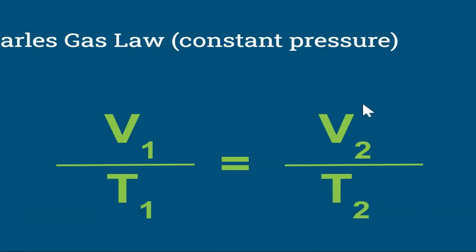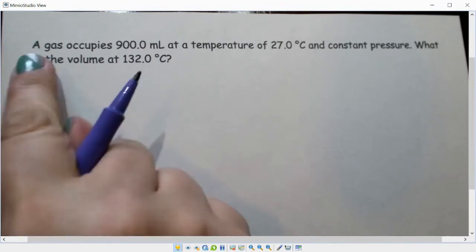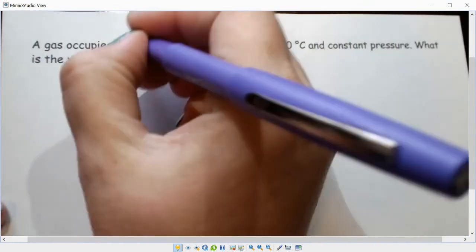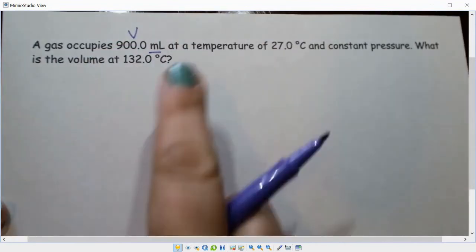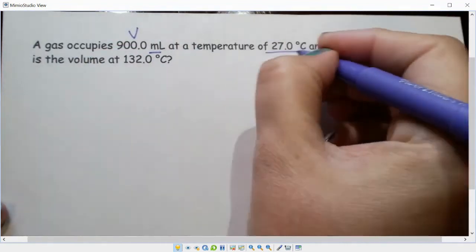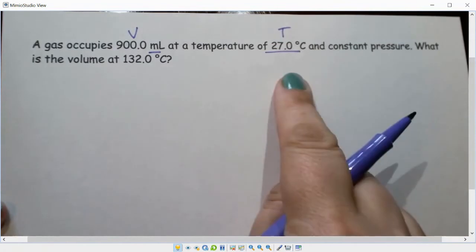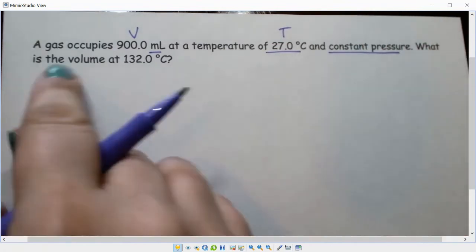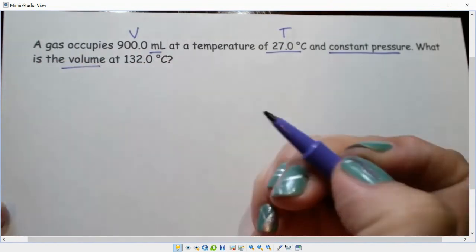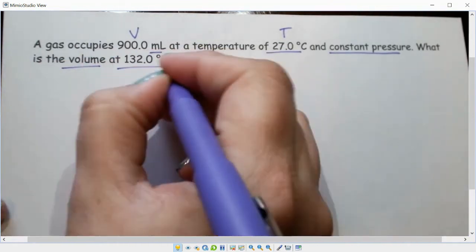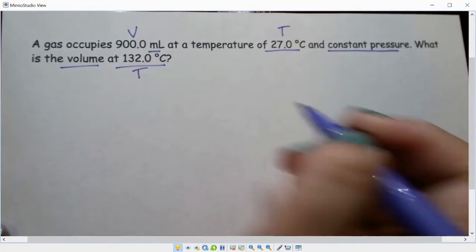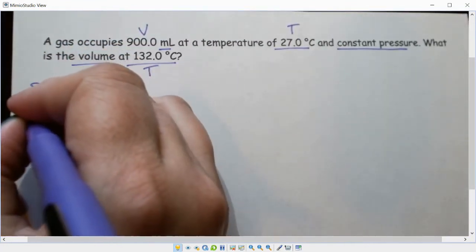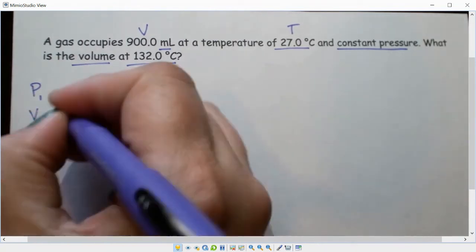Let's try an example. So here we say we have a gas that occupies 900 milliliters. So milliliters is a unit of volume at a temperature of 27 degrees Celsius. So that is a unit of temperature, of course, and constant pressure. What is the volume? So that's what we're solving for at 132 degrees Celsius. So again, let's make ourselves a list and identify what we know. P1, V1, T1.